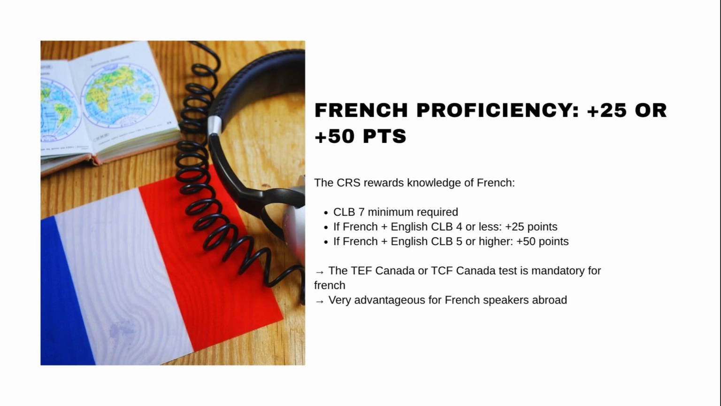A good level of French can earn you up to 50 extra points. Here's how it works. If you have a CLB 7 or higher in French, you get 25 points. If you also have a basic level of English, CLB 5 or higher, this bonus rises to 50 points. It's an excellent lever for French speakers abroad. And even if your first language is English, learning French can propel you to the top of the ranking.